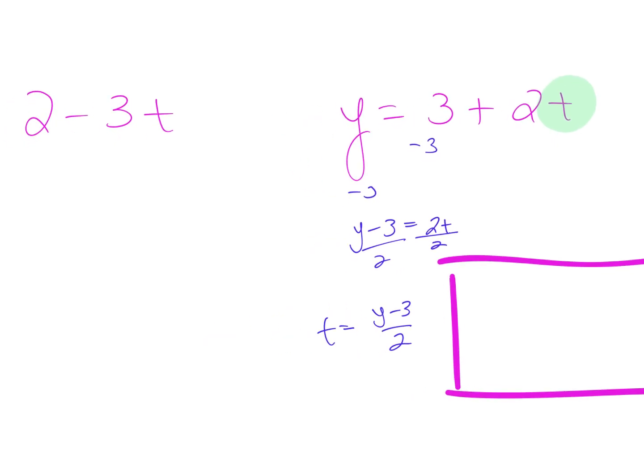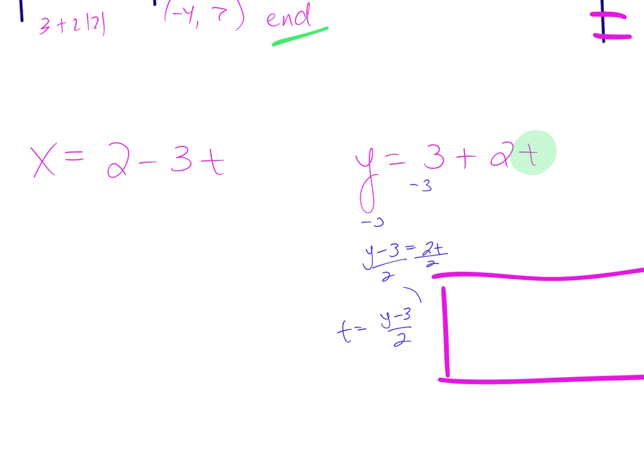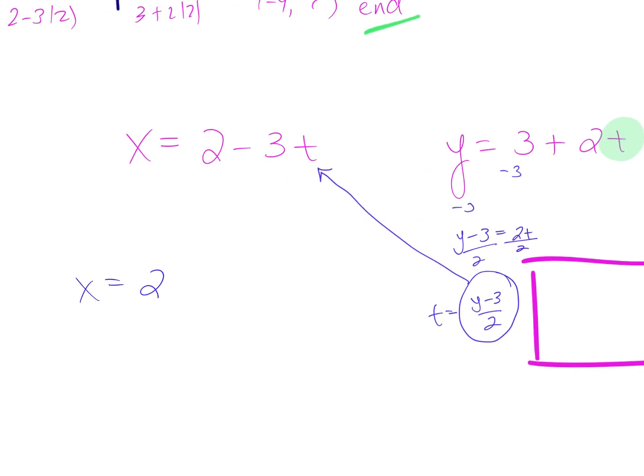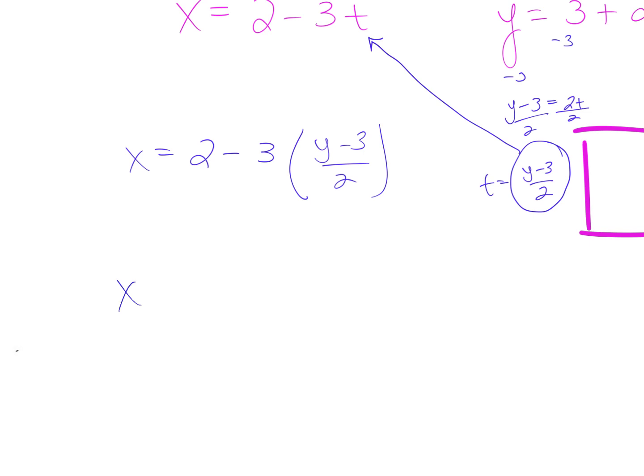So you solve one equation to get it to say t equals. And then what do you do with that? You plug it in to the other one. So I'm going to take this value, and where I see a t, I'm going to plug it in. So I have x equals 2 minus 3, and then I put in y minus 3 over 2, correct? Now, algebraically, we're going to simplify this. x equals, that 2 is hanging out here. What do I do with that 3? I'm going to distribute it. So negative 3 times y is minus 3y. Negative 3 and negative 3 is plus 9. Everybody agree? And then over 2.